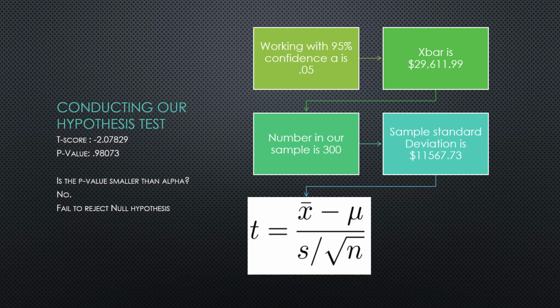By plugging all those numbers in and letting the calculator do the math, we end up with a t-score of negative 2.0829. This is important because it leads us to our p-value. Our p-value is the one that we are going to compare against our 0.05 or alpha. And our p-value is 0.9803. We got our p-value by using a lovely graphing calculator program called Desmos.